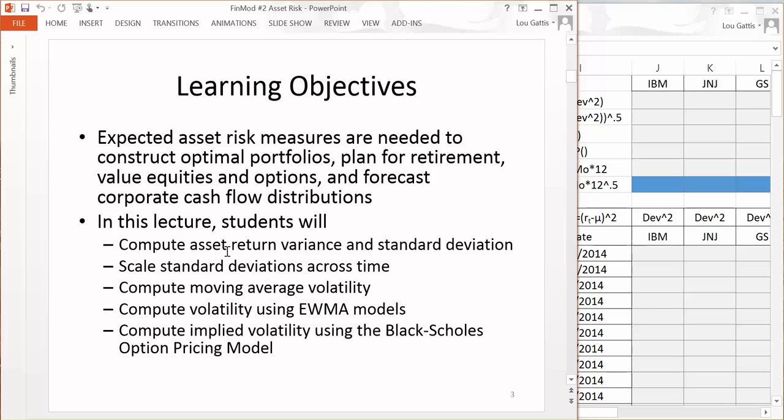In this lecture, we're going to compute asset return variance and standard deviation without using functions, and then we'll use Excel's functions to get a better understanding of them. We'll then scale standard deviations across time, so if we have monthly or weekly standard deviations, we'll move them to daily or annual. We'll compute volatility using a model called EWMA, exponentially weighted moving average volatility, which accounts for autocorrelation of volatility. We'll also talk about GARCH estimates, which are very close to EWMA. And we're also going to compute implied volatilities using Black-Scholes.